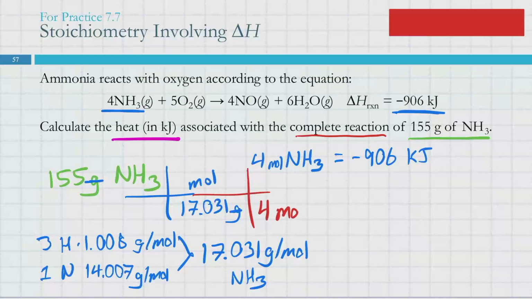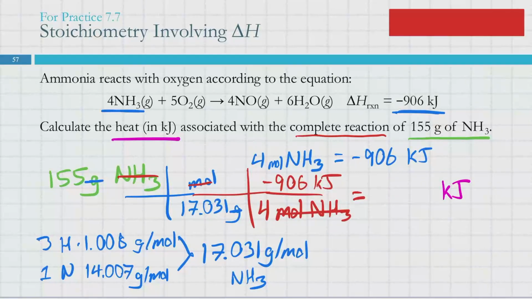So 4 moles NH3, so the moles NH3 cancel. And then on the top, negative 906 kilojoules. And plop that into our calculator. And we get out negative 2,061-ish kilojoules.